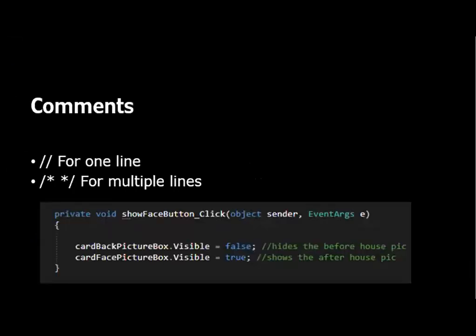And for the comments, if you have 2 forward slashes, it would comment out one line, and a forward slash with an asterisk will comment out multiple lines. And then you'll see you can also put a comment at the end of your code per line, as you see in that image.